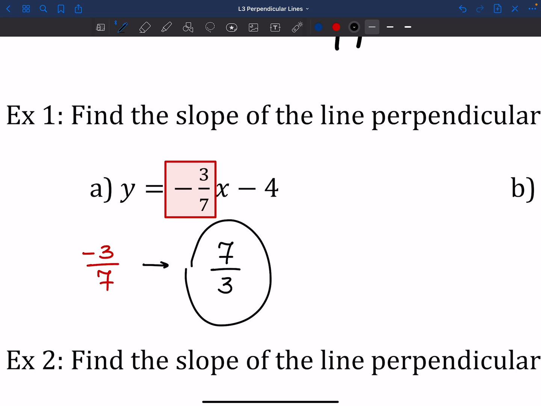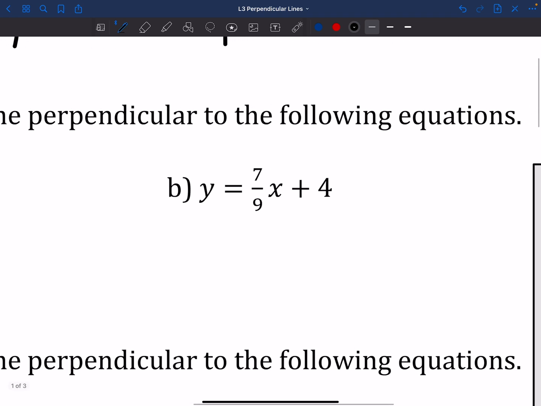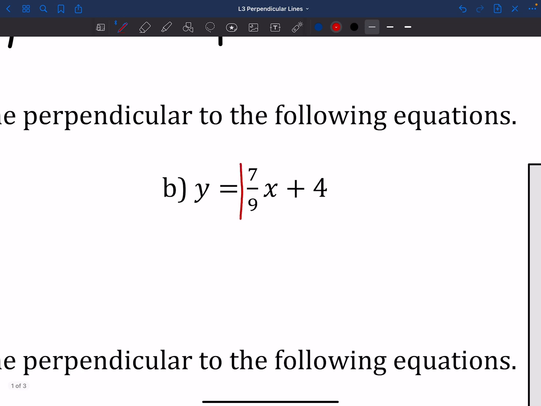So again, opposite reciprocal, just flip it. If it was negative, make it positive. If it was positive, make it negative. Let's take a look at this second one as well. If you're feeling like you want to give it a shot, pause here and try it out. We've got our slope that's already there, 7/9. Let's try and color code to make it a little bit clearer.